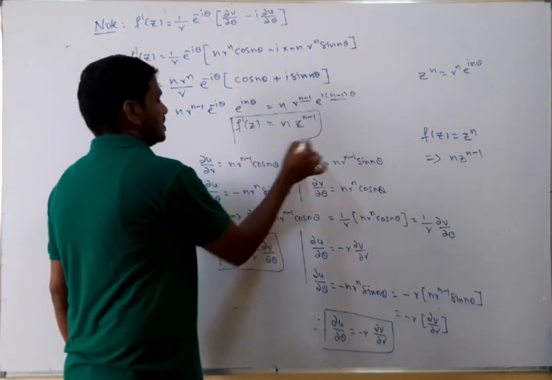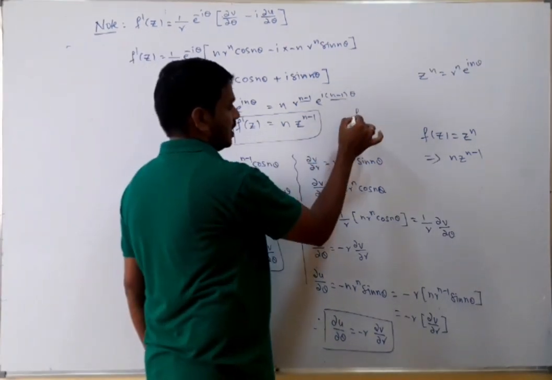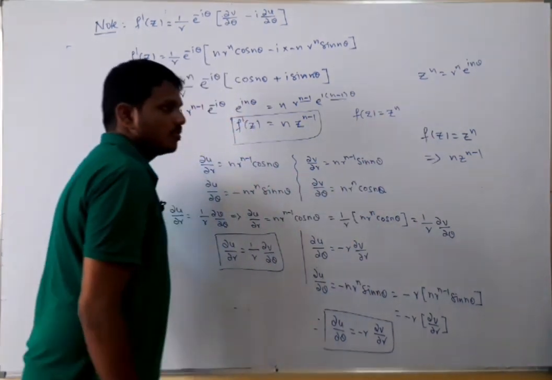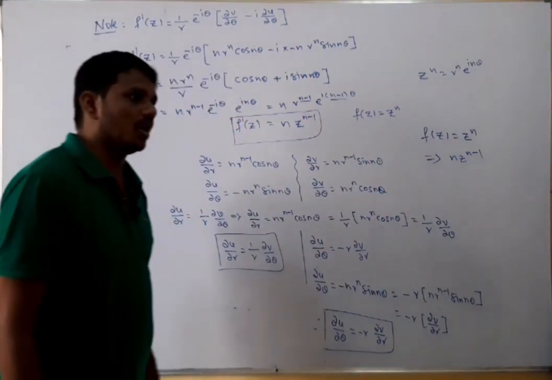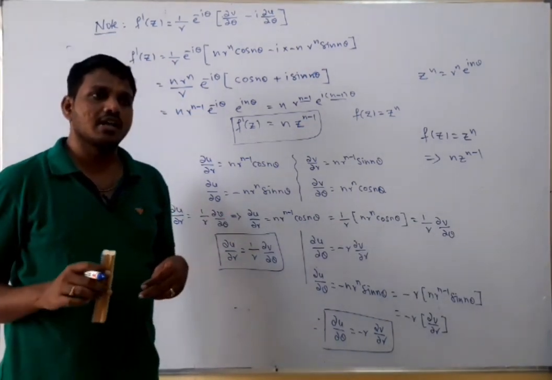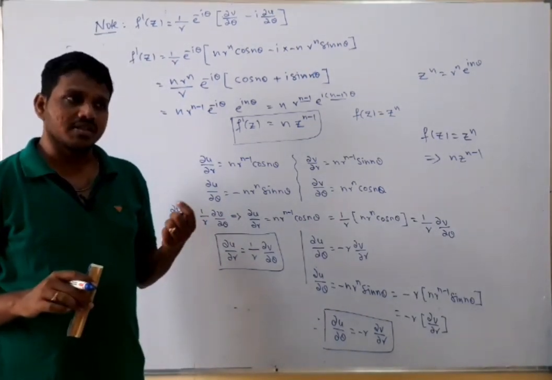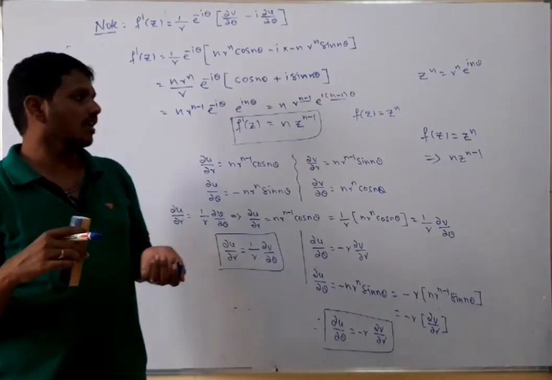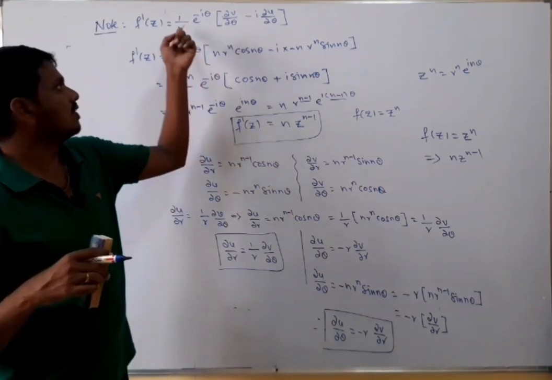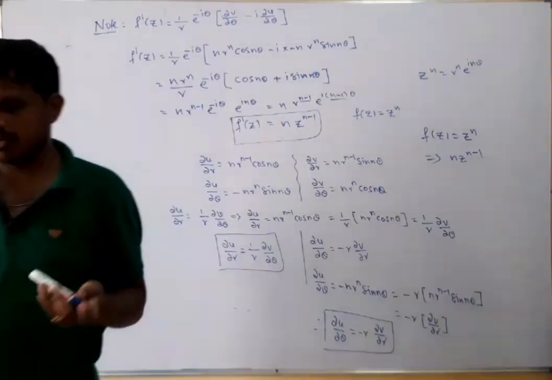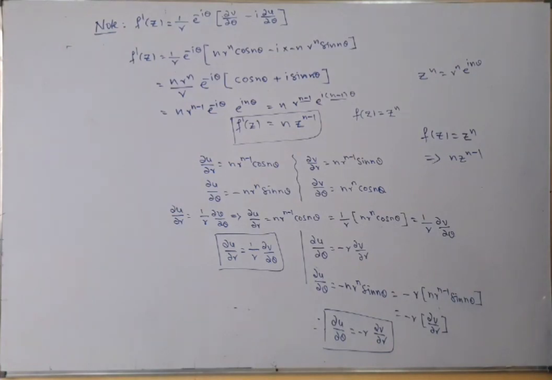Yes, that means this problem indicates that if we take the function f of z equal to z to the power of n, we represent z to the power of n in terms of polar coordinates r comma theta, and we verify the CR equations along with the first order partial derivatives being continuous, so it is analytic, it is differentiable everywhere. The derivative is given by this formula, that is f dash of z is equal to n z to the power of n minus 1.